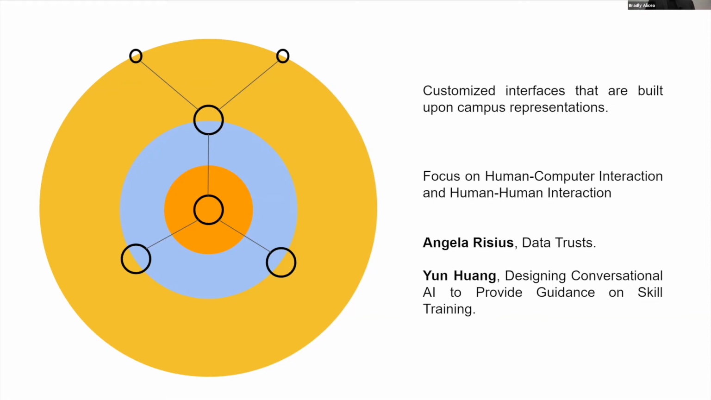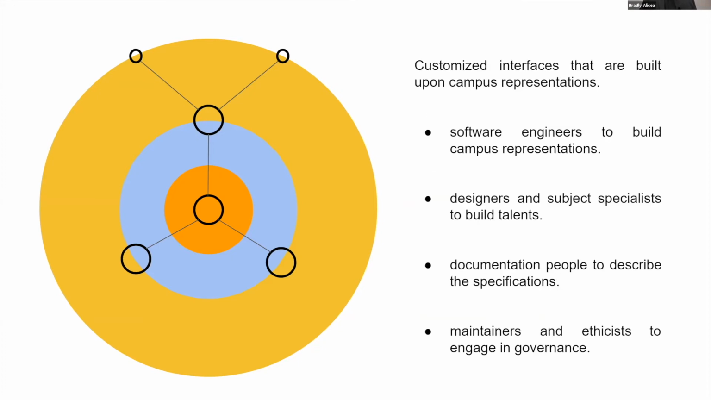We'll also have Yun Huang from the iSchool, and she's going to be talking about designing conversational AI to provide guidance on skill training. Conversational AI is a fascinating area where AI is being used to mediate human-human interaction or human-computer interaction with the device, where it might take voice inputs and try to predict what you want to do. Well, she's going to tell us a lot about the possibilities of it. So this is more about these customized interfaces that are built upon the campus representations.